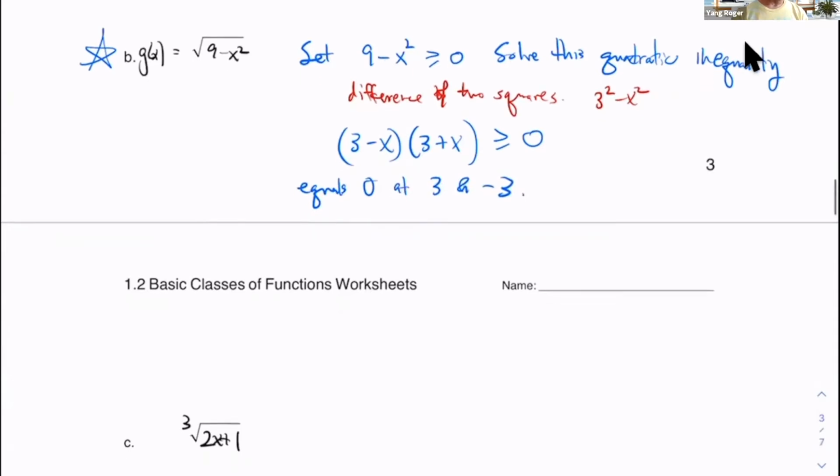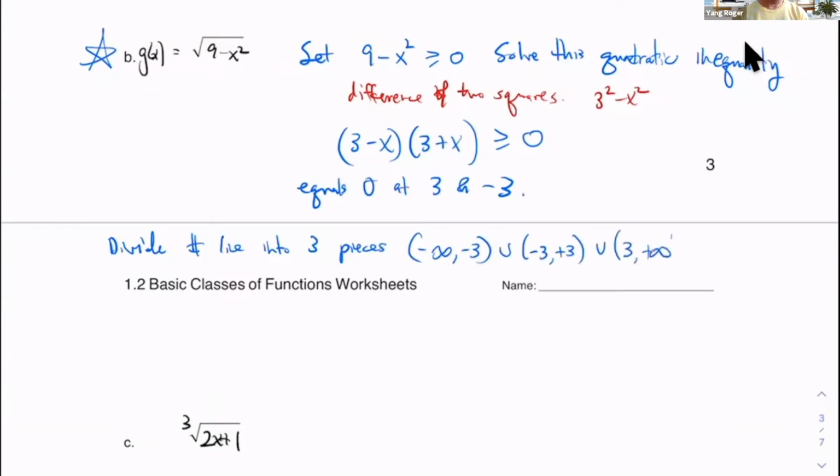So what we're going to do next is we're going to divide our number line up into 3 pieces because we have 2 breakpoints. So we divide the number line into 3 pieces. We're going to look at the part going from negative infinity to -3. Then we're going to look at the part that goes from -3 to +3. And then we're going to look at the part where we go from +3 to +infinity. Okay.